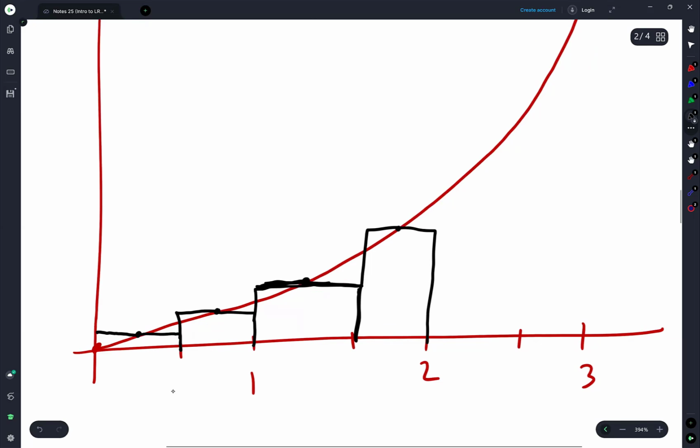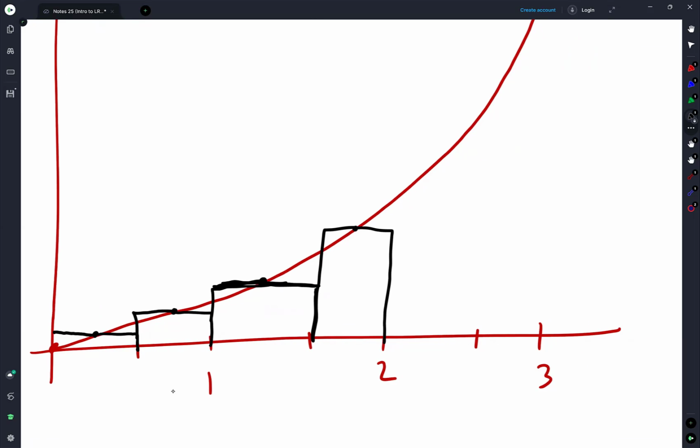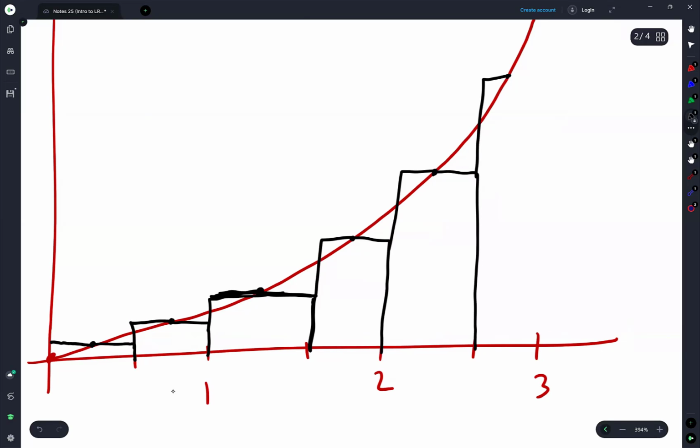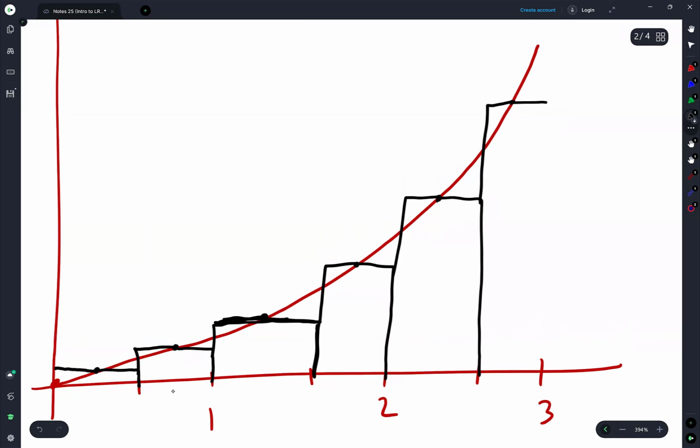Between 2 and 2.5, 2.25 to the left, to the right. And then finally, between 2.5 and 3, 2.75 to the left and to the right.